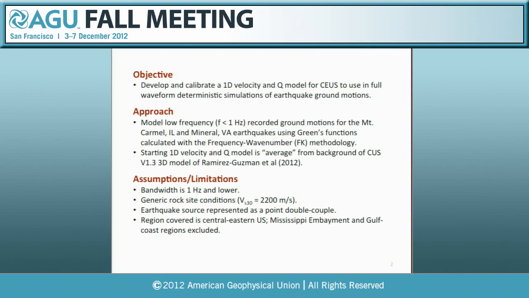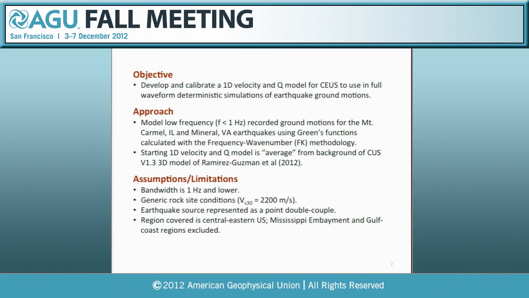So the objective, in very broad brush, is to develop and calibrate a 1D velocity model and Q model for central and eastern U.S. that we can use in full waveform simulations. The approach here is to model low-frequency ground motions for the Mount Carmel and Mineral, Virginia earthquakes using an FK approach. The starting model is extracted from a 3D velocity structure that was recently published in BSSA by Ramirez-Guzman.